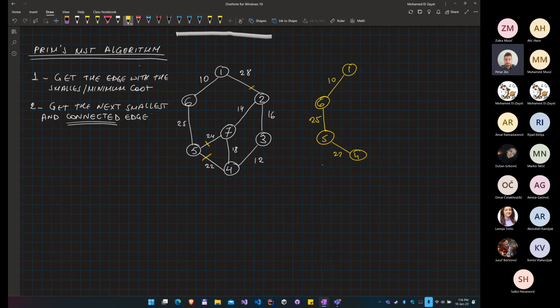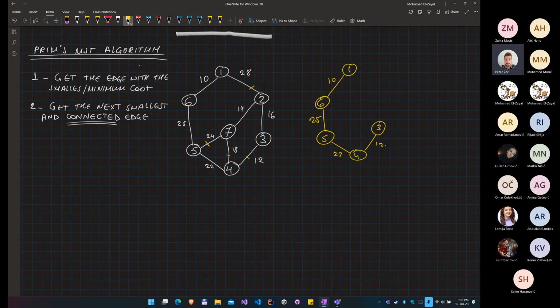Then we need to look at the smallest. Now, what is the smallest connected? So the smallest connected, you have 28, 24, you have 18, you have 12. Right now, these are the ones we have to consider. Because 12 is the smallest, I'm going to pick up right now 3. So 12.